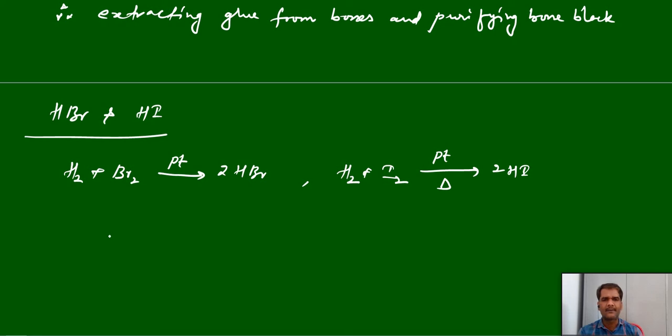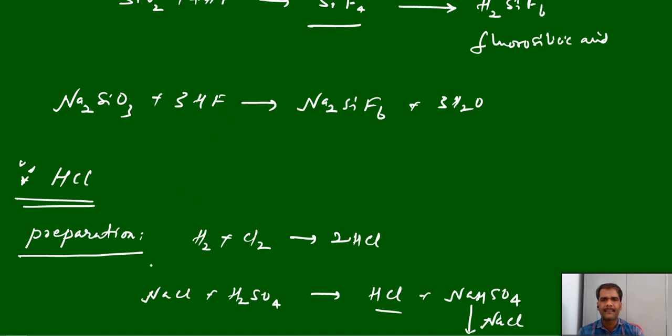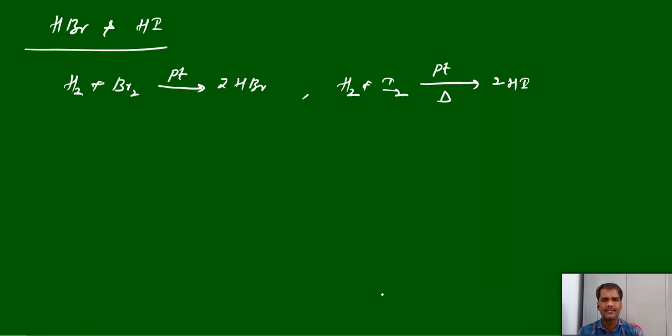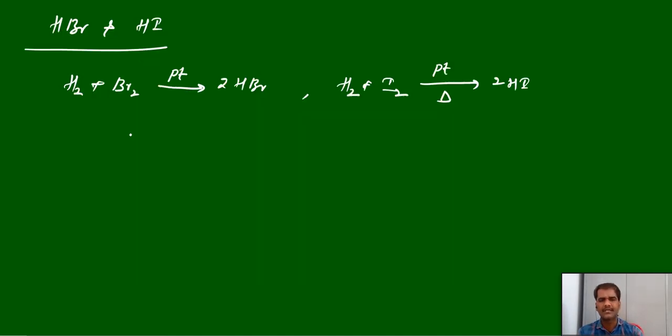And HCl we can prepare if we take any salt of halide and treat it with concentrated sulfuric acid. Just now we saw in the preparation of HCl, we took sodium chloride and H2SO4 and got HCl. But in the case of bromine and iodine preparation, we cannot take sodium bromide or sodium iodide. When you treat with concentrated sulfuric acid, there we will not get HBr or HI. Instead, we will get bromine or iodine.